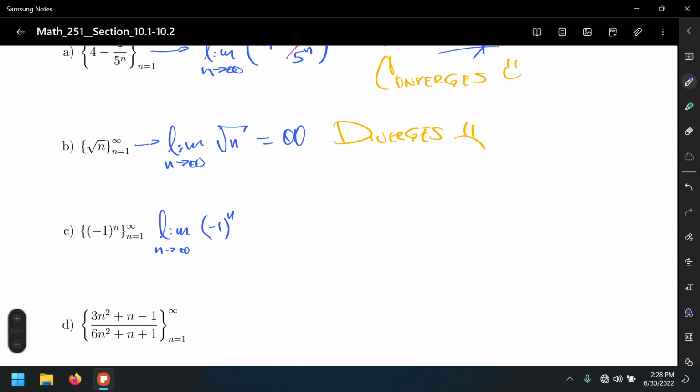Okay. Did you do the natural log of it? Do the natural log and treat it like an L'Hopital's rule. Could be. However, let's make this a lot simpler than that.